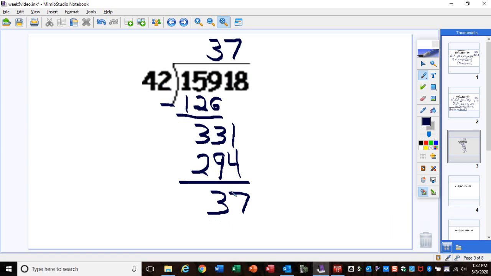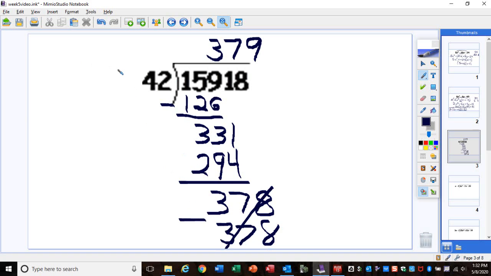And then what'd you do? 42 doesn't go into 37, so you brought the 8 down. Now this should be an exact answer. This is going to go in 9 times. So you take 9 times 2 is 18. Carry the 1. You get 37. Subtract. Remainder of 0. And you know your answer.